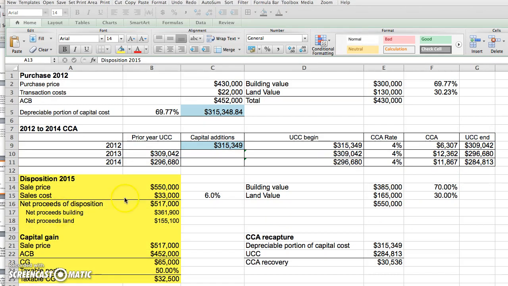Next thing we want to know is, what was the capital gain on disposal? So that's a fairly easy calculation. We know that we paid $452,000 for this property, and we've sold it for $550,000 less $33,000 of fees, presumably real estate agent fees, etc., for a net proceeds of $517,000. So that $517,000 less the $452,000 adjusted cost base gives us our capital gain, which is taxed at 50%. We will include $32,000 of capital gains in our income, and that will be taxed at our marginal tax rate.